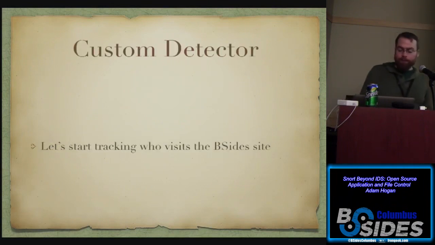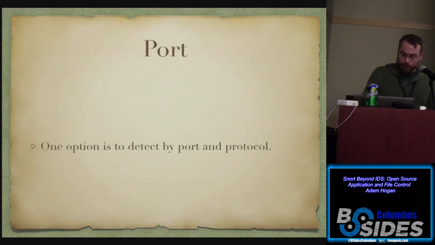So that's pretty easy. But one of the things we can also do is now it's very easy to customize what applications we're detecting. So let's take a look at what it would be to write a custom detector. Say maybe we want to take a look at tracking who's going to the BSides site. Right? We want to track that as a web application. So let's take a look at that.